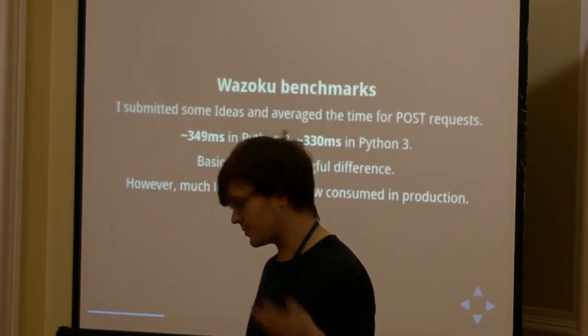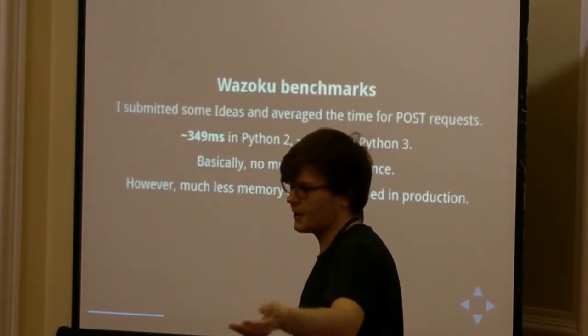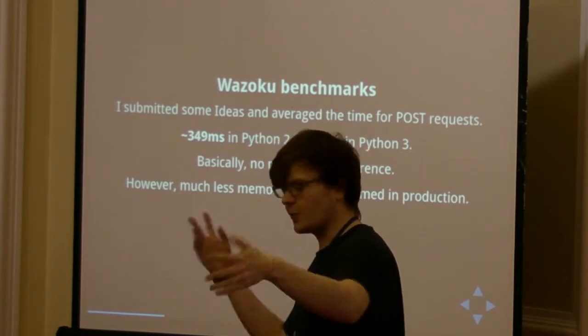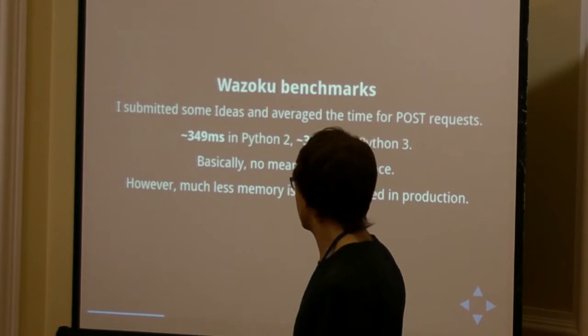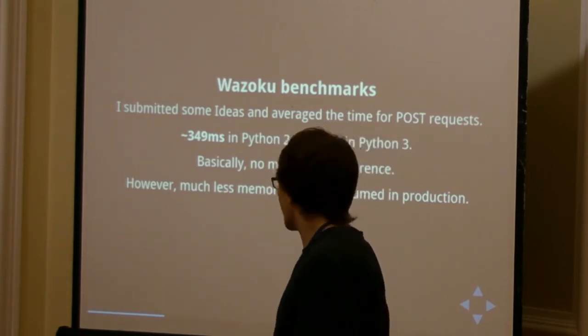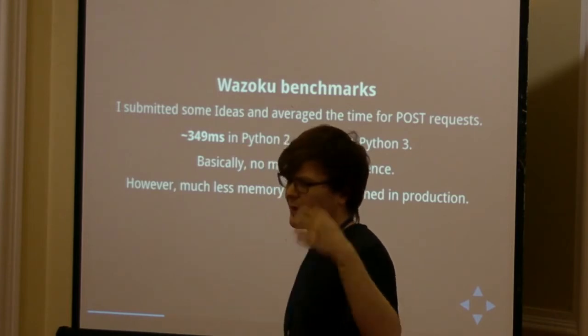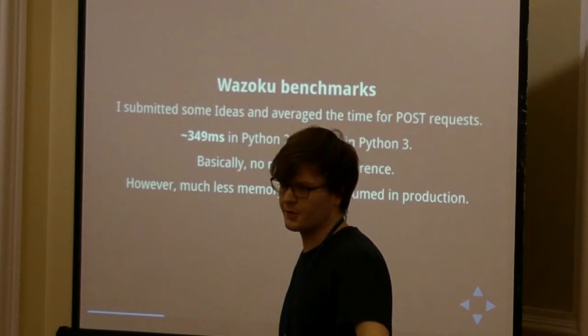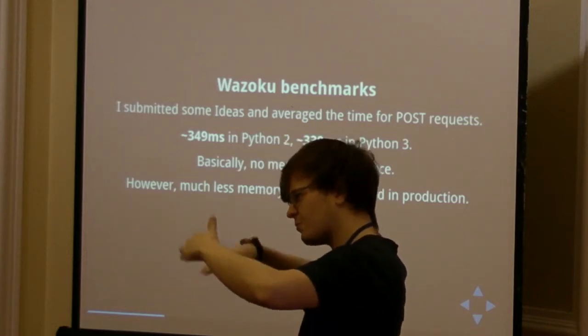So I tried doing that with some of our code. An idea for a challenge is a very common thing that we want to submit. So I submitted ideas a whole bunch of times in Python 2 and 3, just on my machine, and I averaged the time it took for doing it in both versions. And it was slightly faster in 3, but there was no meaningful difference really. I think I could have run them again and got the opposite numbers. So it's pretty much the same.